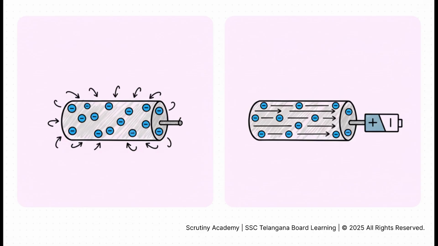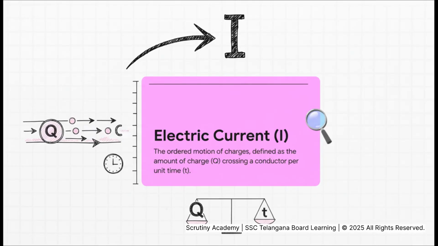But then, look at the right. The moment we connect a battery, something amazing happens. All that chaos gets organized into a disciplined march. Every electron starts drifting in basically the same direction, and that ordered movement, that is the birth of an electric current. So that brings us to the official definition.